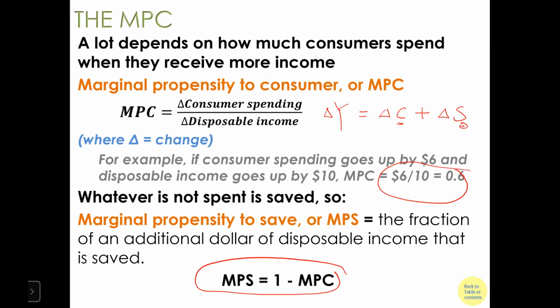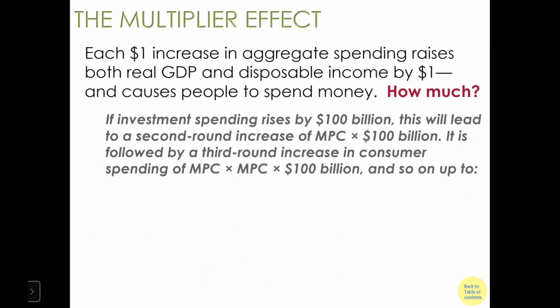Now, if you divide both sides by delta y, what do we have? The left-hand side is equal to 1. On the right-hand side, this is MPC, and this is MPS. Hence, we have 1 equal to MPC plus MPS. And that just gives you MPS equal to 1 minus MPC. Okay, so now with this as preparation, we can answer the question.